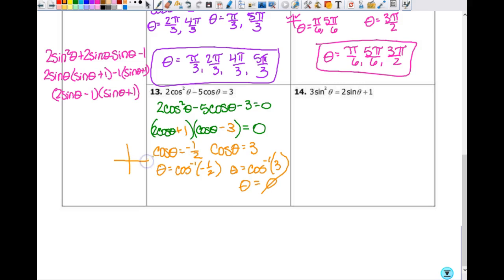-1/2. Cosine's negative here and here. Cosine inverse of 1/2 is pi thirds. So we get 2 pi thirds and 4 pi thirds. There you go. Got it? All right, good deal.